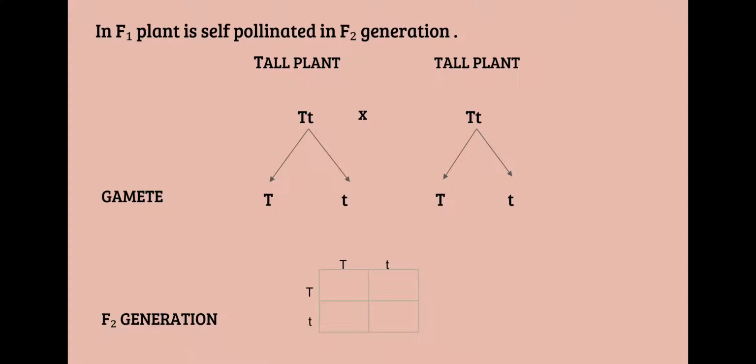Inside we have as progeny capital T capital T, capital T small t, capital T small t, and small t small t. These four are the possible recombinations of the progeny that we can get. So beginning from the first, capital T capital T, which is homozygous, will yield a tall plant. Then the second one, which is capital T small t, is a heterozygous condition. That is, both the alleles here are now different.